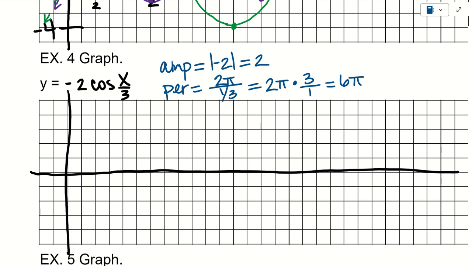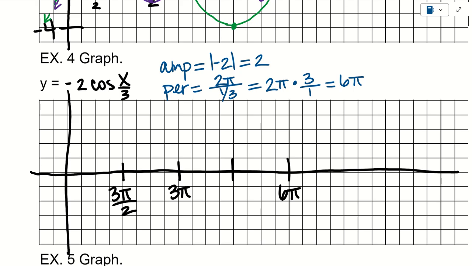So on my graph, I'm going to decide how many spaces I want to label things. I'm going to just do 4 again so that it's nice and spread out. And I'm going to label the very last one 6 pi. That's how often it repeats. And we're going to divide this up into 4 even spaces. So half of 6 pi is going to be 3 pi. Half of 3 pi is 3 pi over 2.